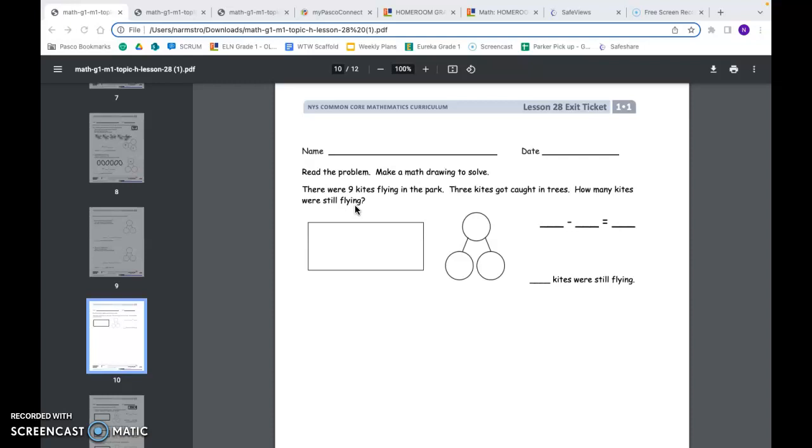Here, I'm going to read it one more time. There were 9 kites flying in the park. 3 kites got caught in trees. How many kites were still flying?